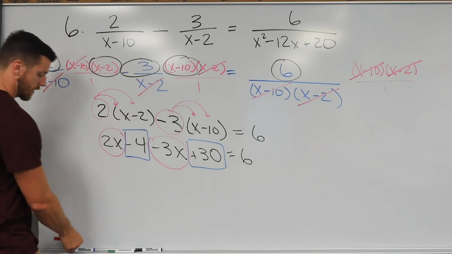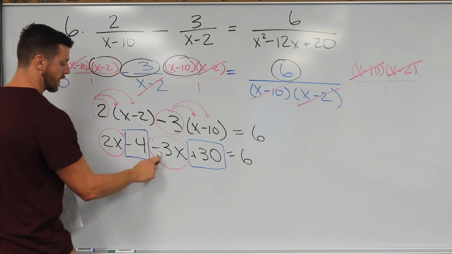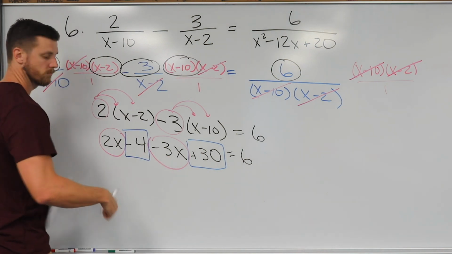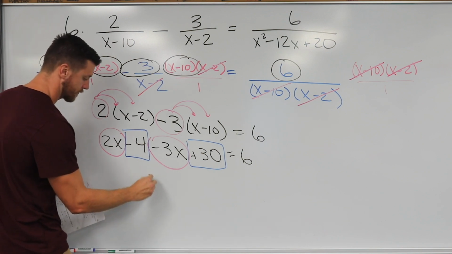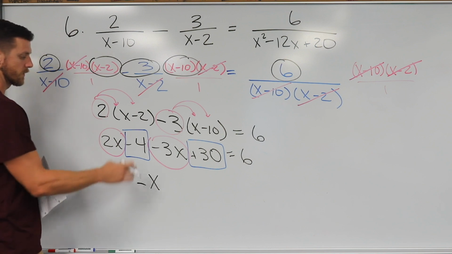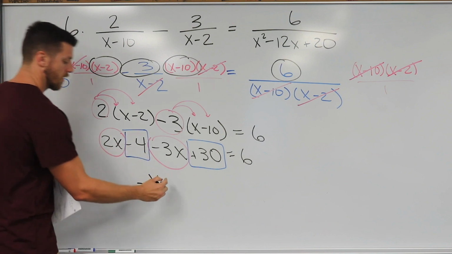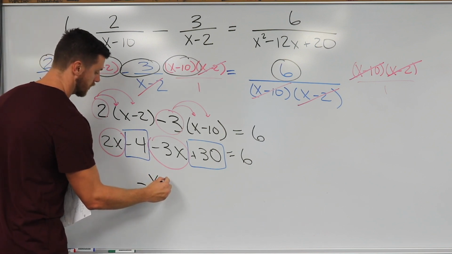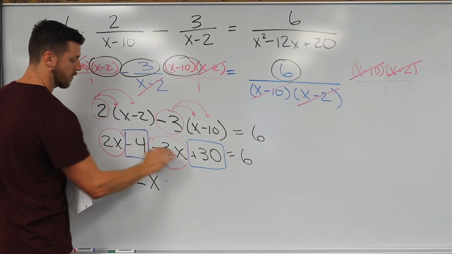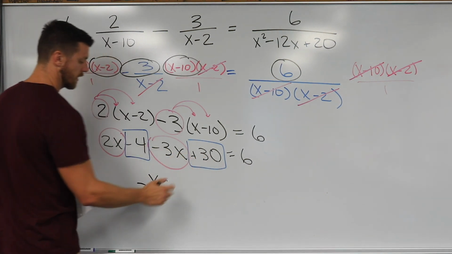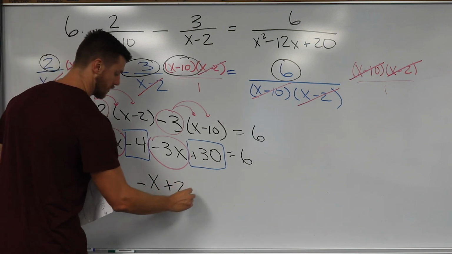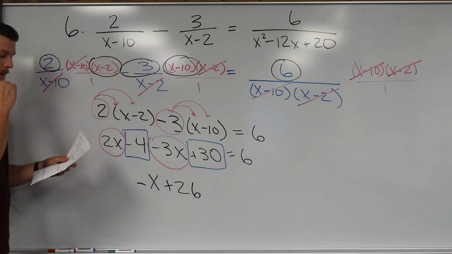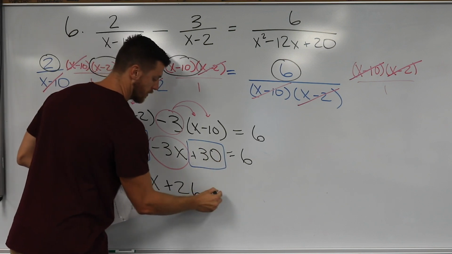So I'm left with 2x minus 3x. It's a negative x. Negative 1x, but I'm going to call it a negative x. And then plus, negative 4 plus 30 is a positive 26. And this is equal to 6.